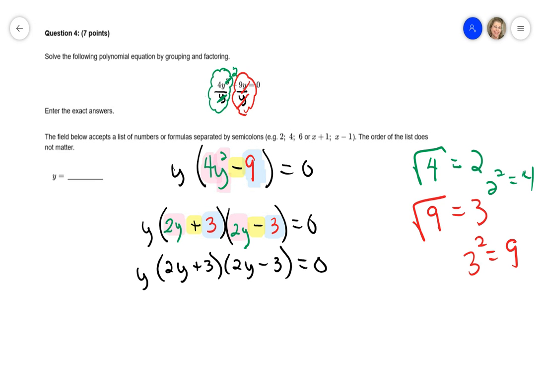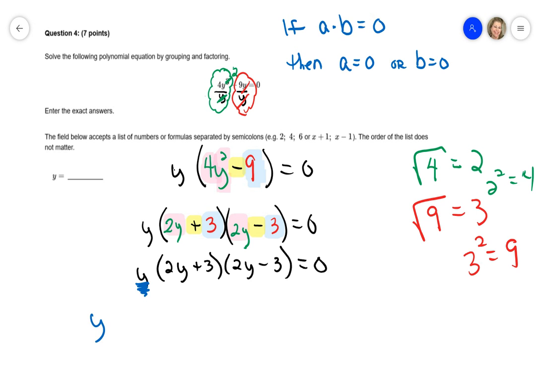Now, this thing is set equal to 0, and there is this concept that says if a times b is equal to 0, then either the a is the 0 or the b is the 0. If you multiply two things together and you get an answer of 0, one of those two things had to be 0 to begin with. That's the only way you can get an answer of 0. And they say a times b, but I could say a times b times c equals 0. Then either a is 0, b is 0, or c is 0. And that's actually what I have right here.